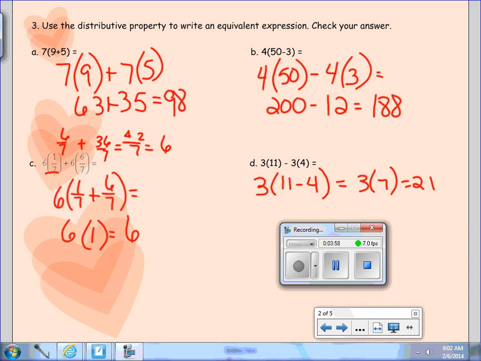Showing on C, I'm going back to C, why and how it is equivalent. If you took 6 times 1/7 and multiplied it, you got 6/7. Plus 6 times 6 over 7 is equal to 36 over 7. Add the numerators. 6 plus 36 is 42 over 7. 42 over 7 is 6. So this is just a simpler way and a quicker way to solve a problem like this.